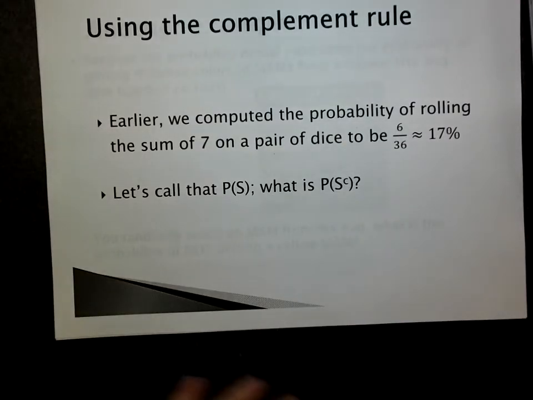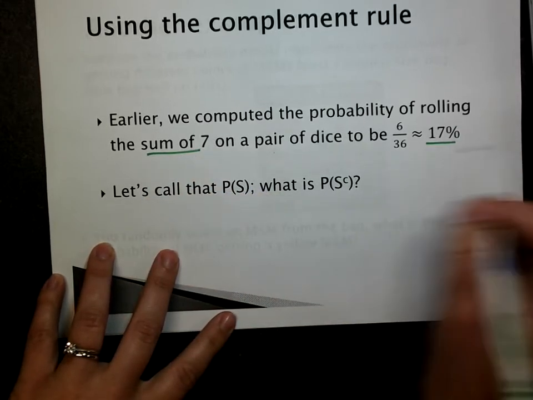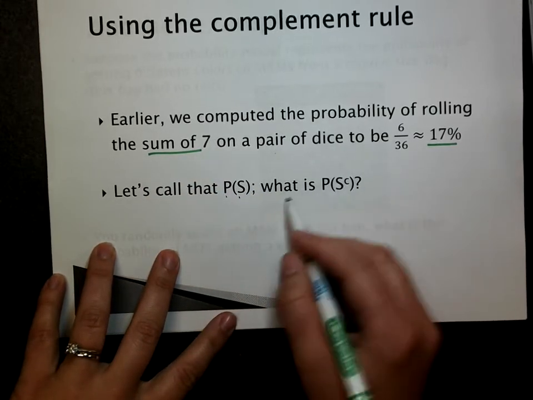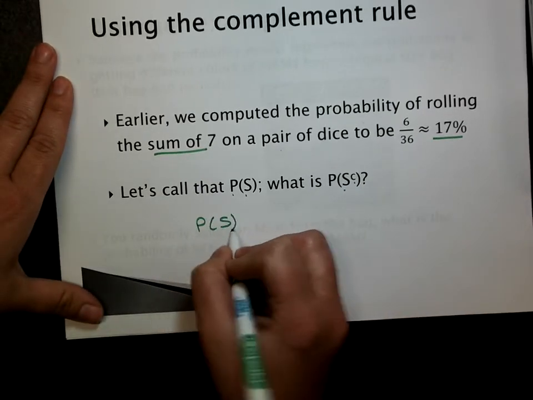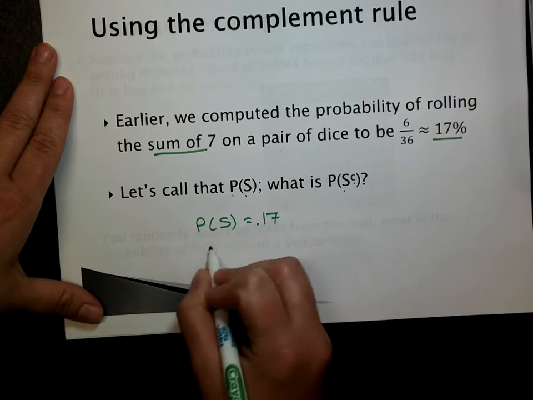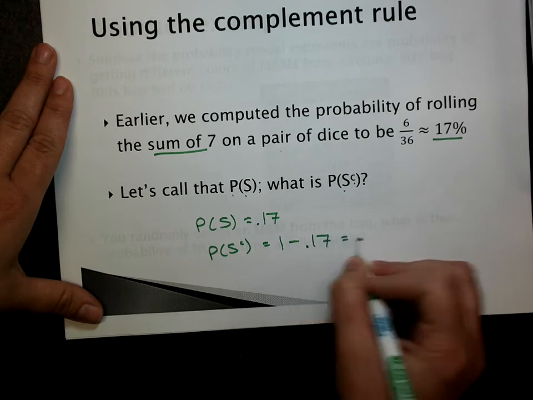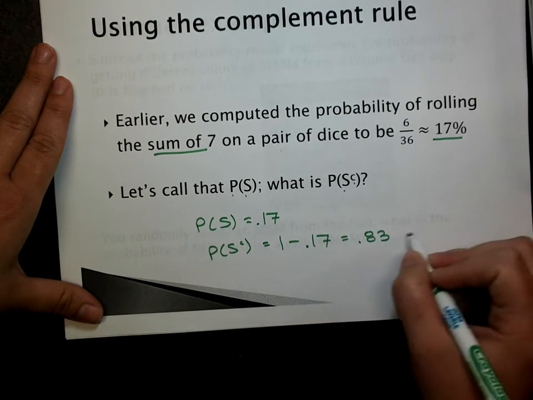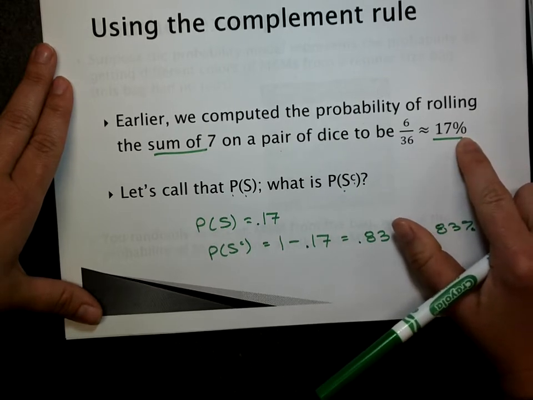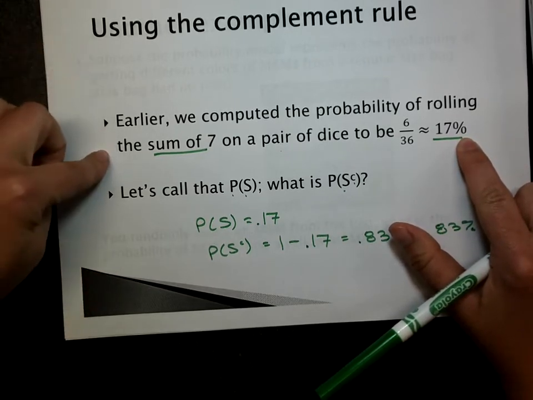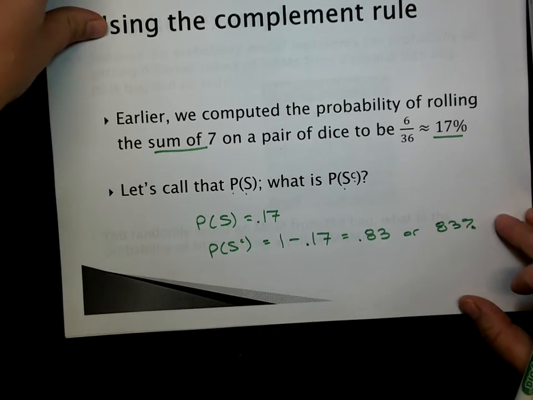Alright. So earlier we computed the probability of rolling a sum of 7 on a pair of dice to be 17%. So if we call that probability of S, what is the probability of S complement? If the probability of S is 0.17, the probability of not S is 1 minus 0.17, which is 0.83, or 83%. So if you have a 17% chance of rolling a sum of 7, you have an 83% chance of not rolling the sum of 7.